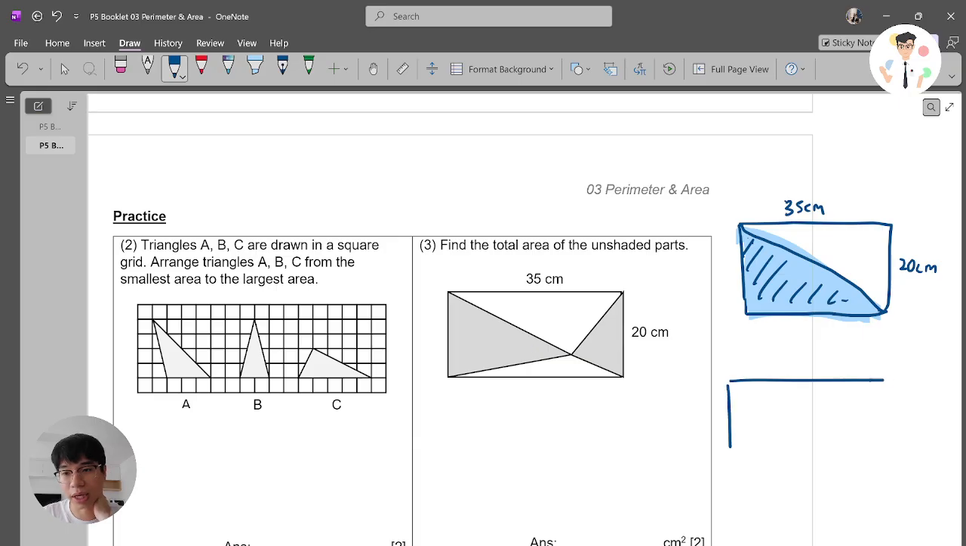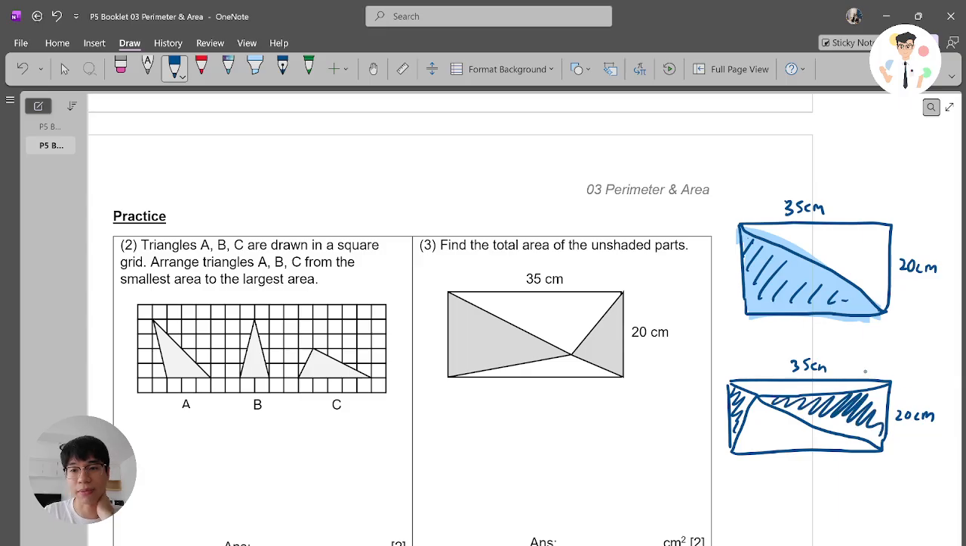It means that if I want to draw like this, for example, I'm drawing the same thing, 20 cm here, 35 cm here. I draw like this, like this. Then I have another one like this. Is this half of the rectangle? Yes, it's still the same because it shares the same base, and this length plus this length is the total length here. That's why this shaded part can also be half of the rectangle.